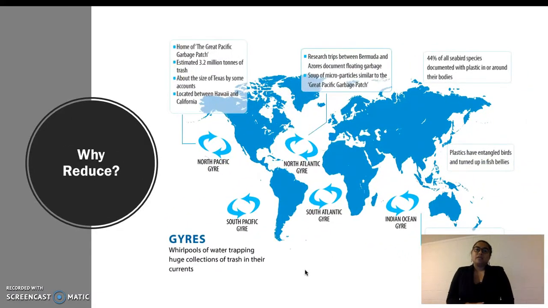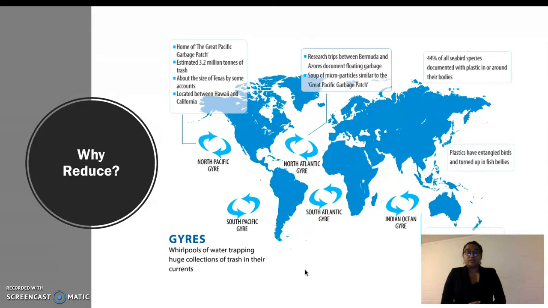So, why are we reducing? This visual shows the kind of garbage patches that are seen all over the world, or gyres. They're whirlpools of water trapping huge collections of trash in their currents. As you can see, they're everywhere. Every large ocean has these garbage patches. And I just wanted to take this example of the North Pacific gyre, and home of the Great Pacific Garbage Patch. It's estimated 3.2 million tons of trash, about the size of Texas by some accounts, located between Hawaii and California.